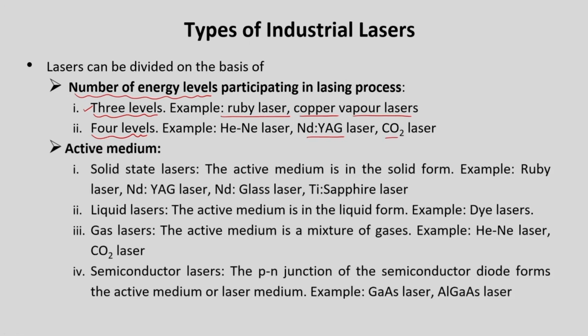Further, we can classify the industrial lasers based upon the active medium or the lasing medium. We can have a solid state laser where the active medium is in solid form. Ruby laser, Nd:YAG laser or Nd glass lasers and titanium sapphire lasers are examples of solid state lasers. We can use liquid as an active medium as well, and these are basically the dye lasers. We can use gas as an active medium, and the examples are HeNe laser and the CO2 laser.